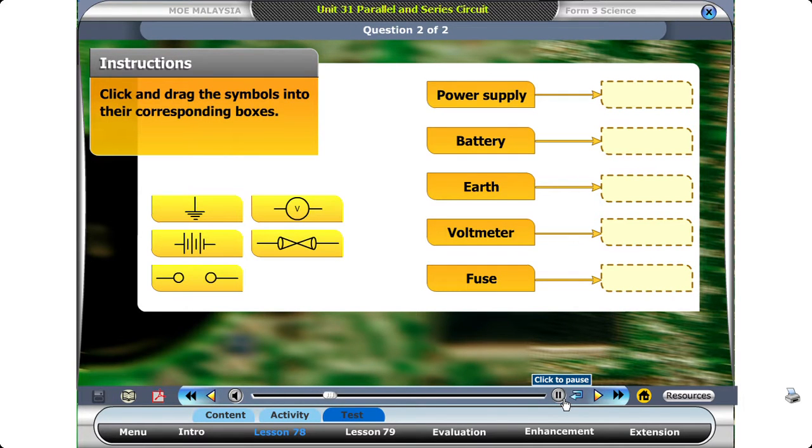The table shows the symbols of some electrical components. Can you recognize the symbols? Click and drag the symbols into their corresponding boxes.